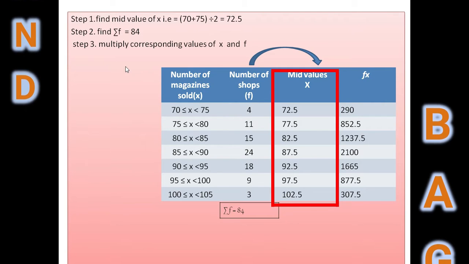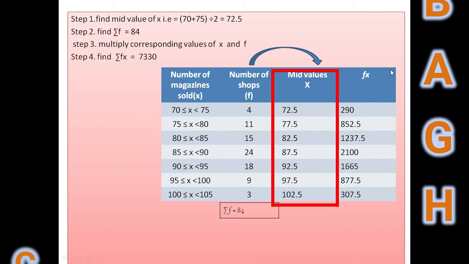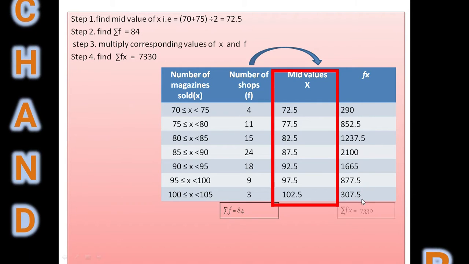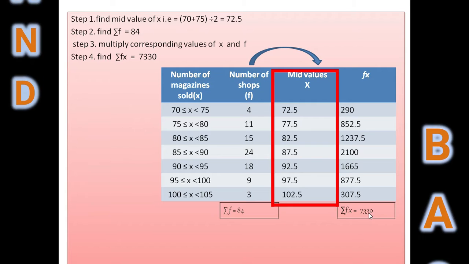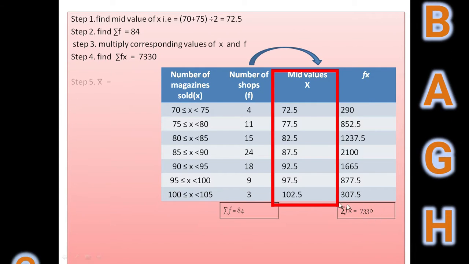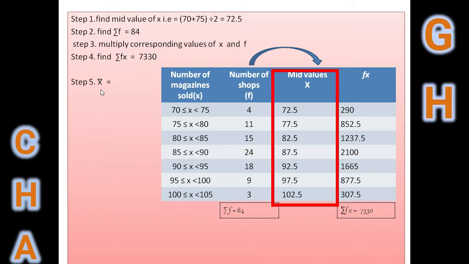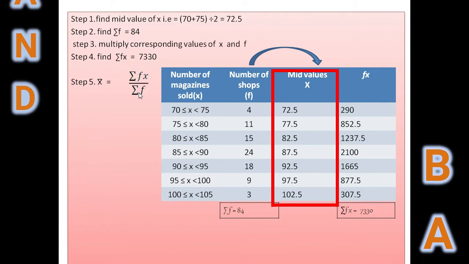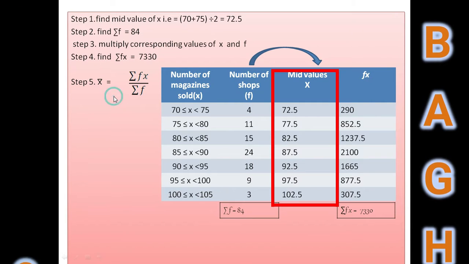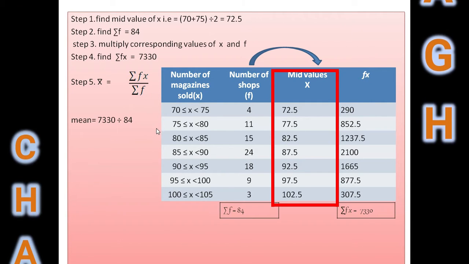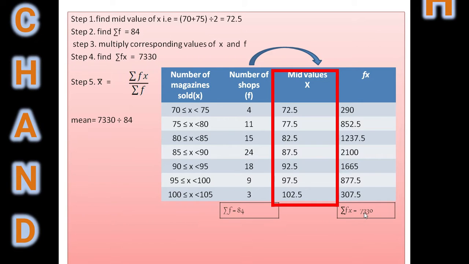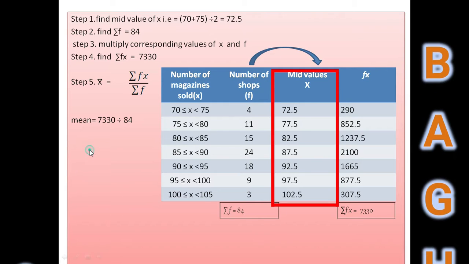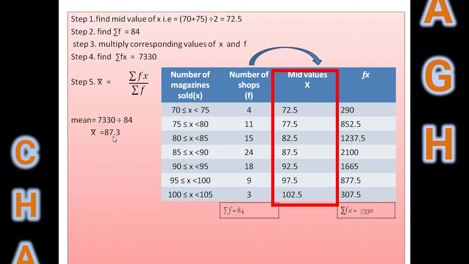The next step is to calculate the total of this column, which is basically summation fx. You can see here summation fx is 7330. The last step is to calculate the mean, x bar. The formula is summation fx over summation f. We take the values of summation fx and summation f from the table. So I divide 7330 by 84, and the answer for the mean is 87.3.